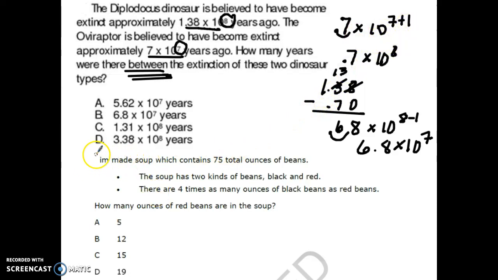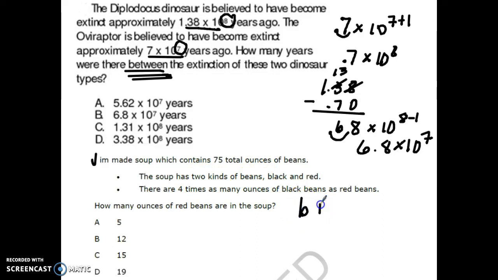Okay, Jim made soup which contains 75 total ounces of beans. The soup has two kinds of beans, black and red. There are 4 times as many ounces of black beans as red beans. How many ounces of red beans? When you have two unknowns, what do we have? A system of equations. So we have black beans and red beans.